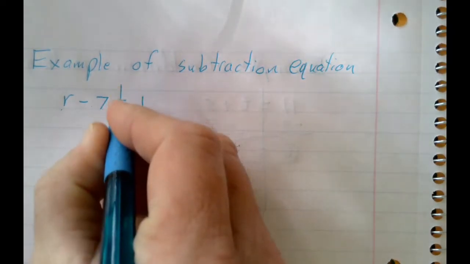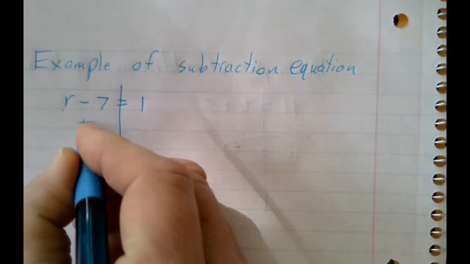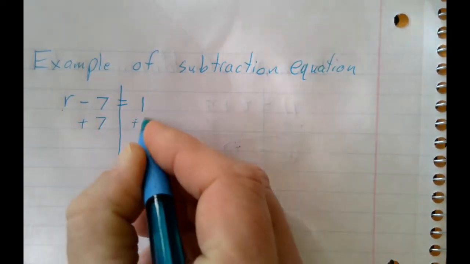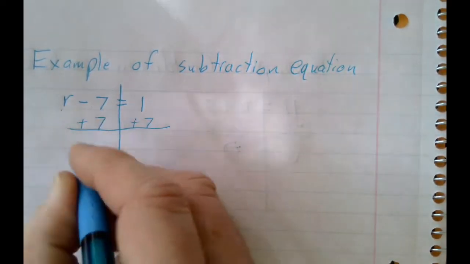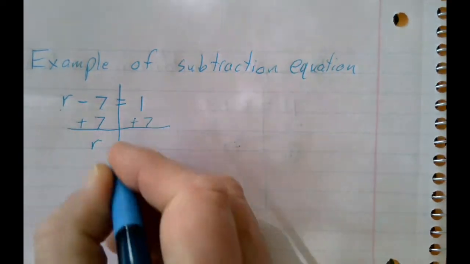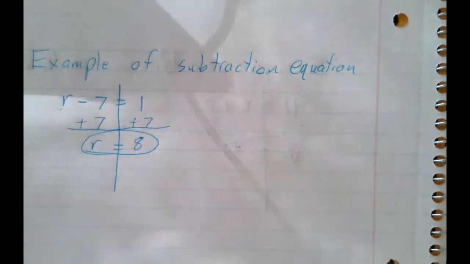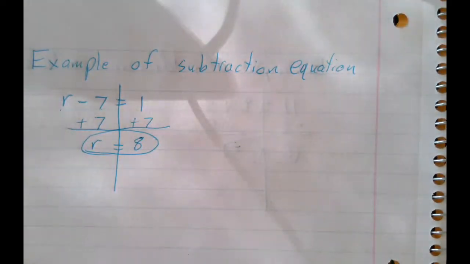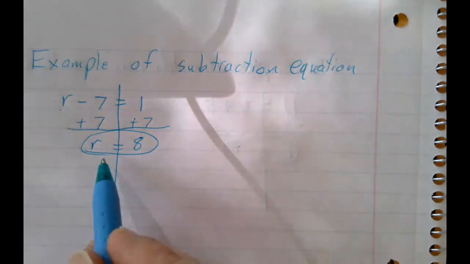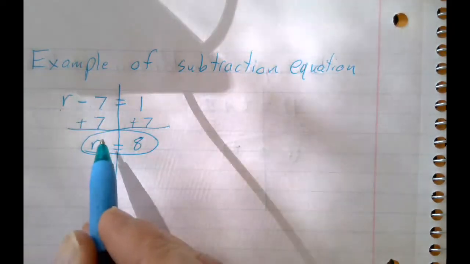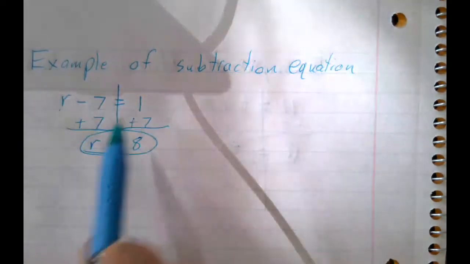So again, I'm going to draw this line down through the equal sign. And then I'm going to do the same thing, the golden rule of equations, to both sides. r minus 7 plus 7 is simply r, and 1 plus 7 is 8. Now your check for this, by the way, I didn't say it in the first problem, but your check to make sure that this is correct is you stick 8 in for r. 8 minus 7 equals 1, and that's correct.